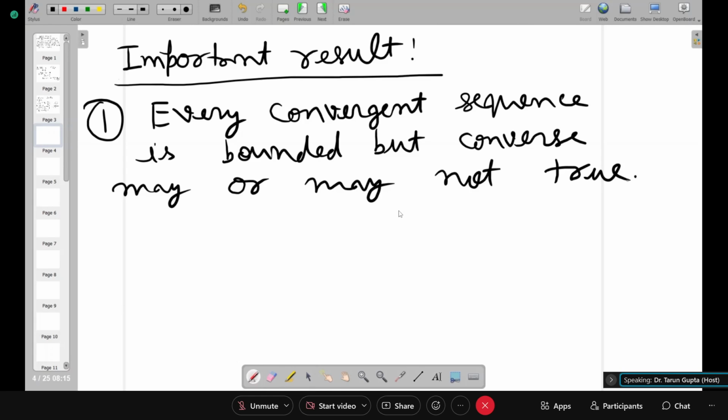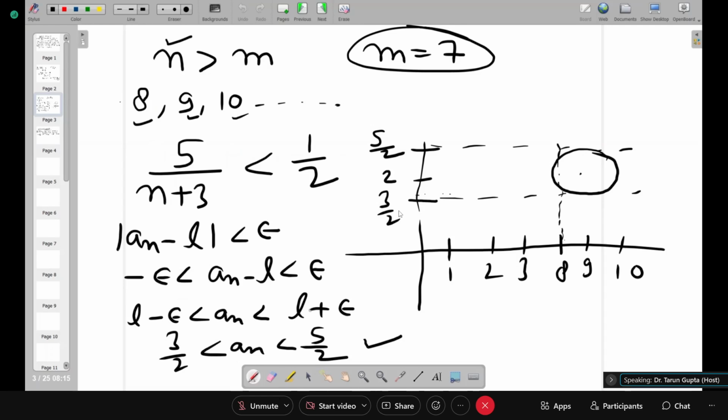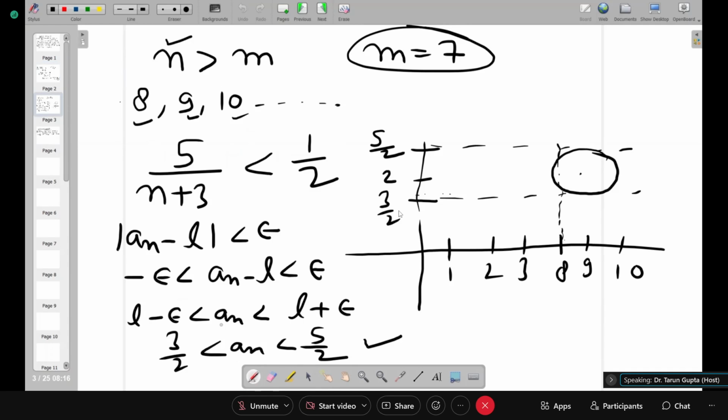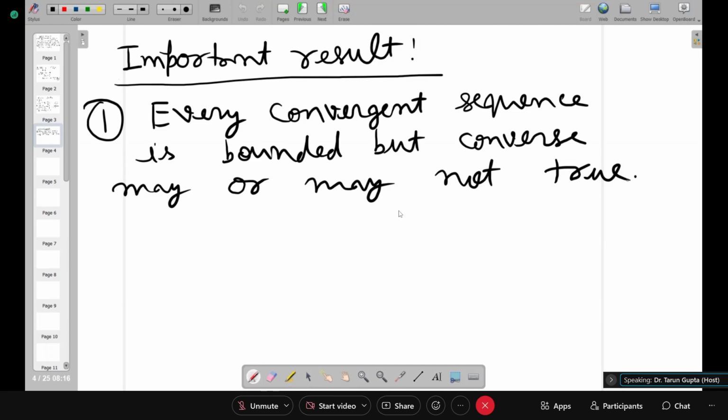Okay. So in the previous example, the limit exists. So this sequence is a convergent sequence because we have the bound of an. An value is always greater than 3 by 2 and less than 5 by 2. So this is bounded. So for every convergent sequence we can find a bounded above element and a bounded below element. So every convergent sequence is bounded, but the converse part you cannot say, means every bounded sequence is convergent.